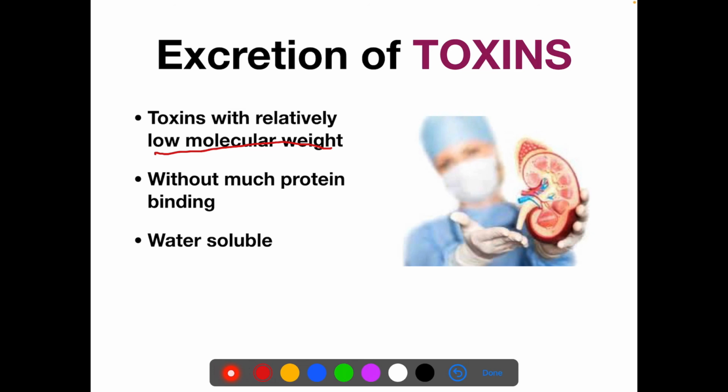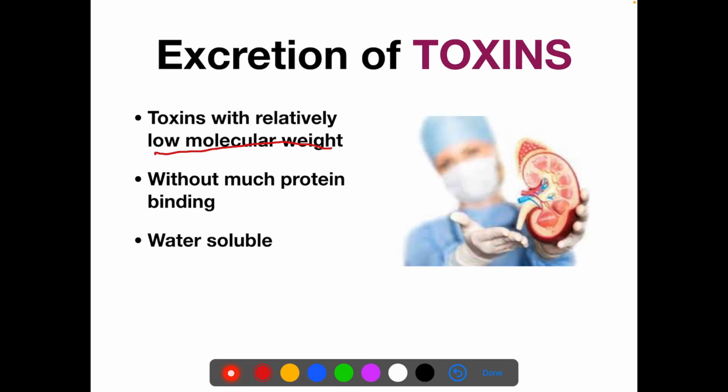Some toxins are bound to protein inside the body. Many drugs bind to protein. So protein will not be filtered across the glomerulus. If a drug or a toxin is binding to a protein, it will not be filtered, so it cannot be excreted.